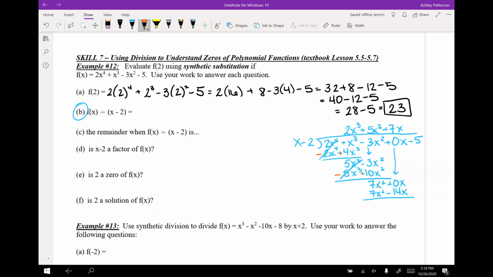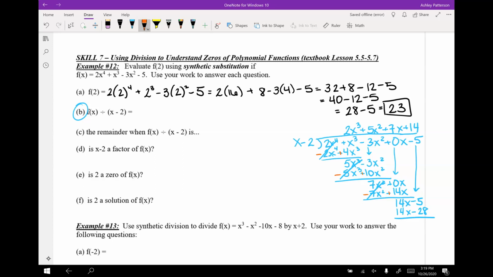All right, what do we do next? Subtract or change the signs. So our first term cancels out again. We end up with 14x. Bring down the negative 5. 14x divided by x gives us a positive 14. Are we having fun yet? And then we multiply. So 14 times x gives us 14x. 14 times negative 2 gives us negative 28.